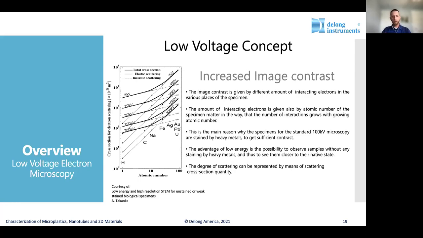So this graph is a great way to understand how the increased image contrast really works, by giving a different amount of interacting electrons for the various places in the specimen. The amount of interacting electrons is also given by the atomic number of the specimen matter, in the way that the number of interactions will grow with a growing atomic number. And so this is the main reason why specimens for standard, conventional 100 kV microscopy are stained with heavy metals to get sufficient contrast for low Z materials.